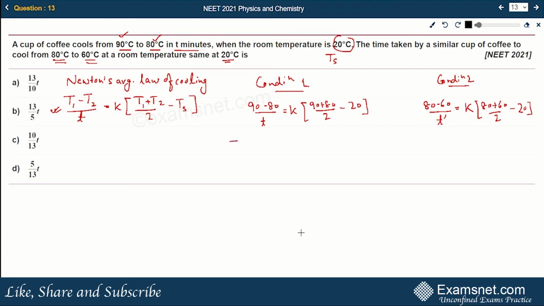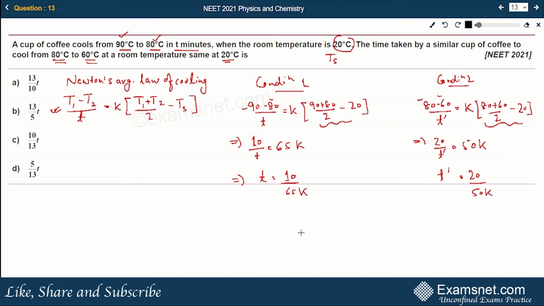So let's solve this. 90 minus 80 will be 10, so 10 divided by T equals, if we solve this we'll get 65, so we'll have 65K. On the other hand, here we'll get 80 minus 60, that is 20, divided by T dash equals, on solving this we'll get 50, so 50K. So T will be equal to 10 divided by 65K, and T dash will be equal to 20 divided by 50K. Now we have to find the T dash, that means the time in the second condition.